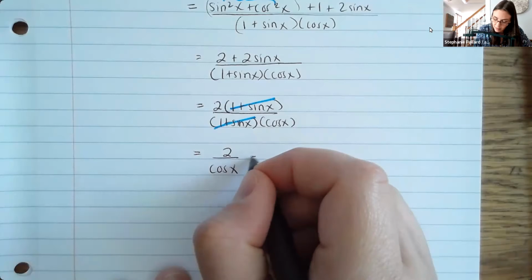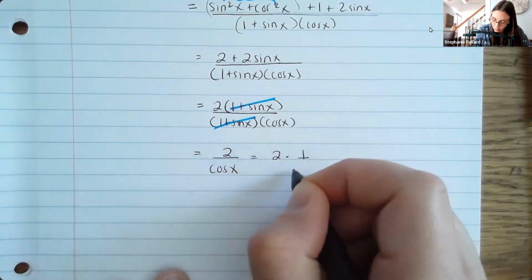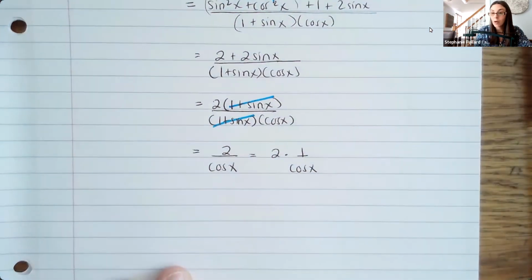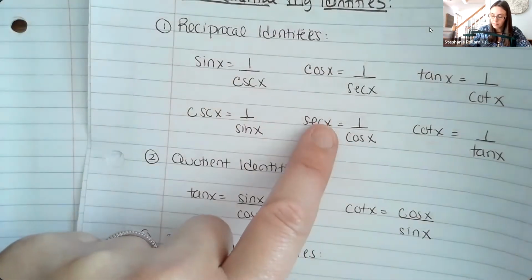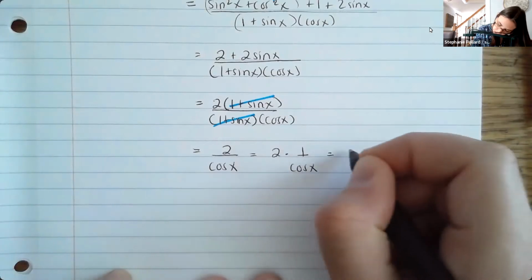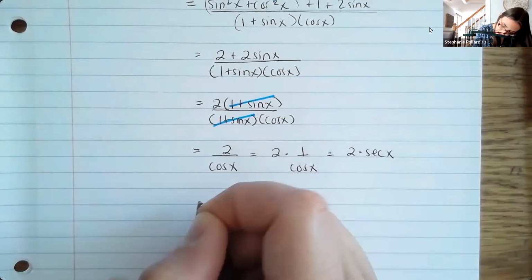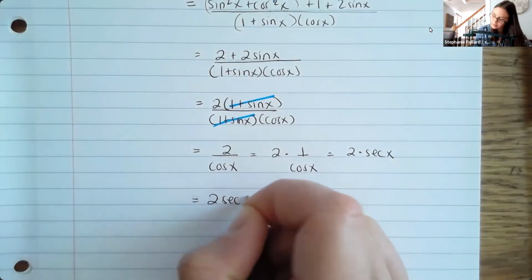Now, this is the same thing as 2 times 1 over cosine x, right? And 1 over cosine x, again, go back to your identities here, is secant. So this becomes 2 times secant x, or finally 2 secant x.